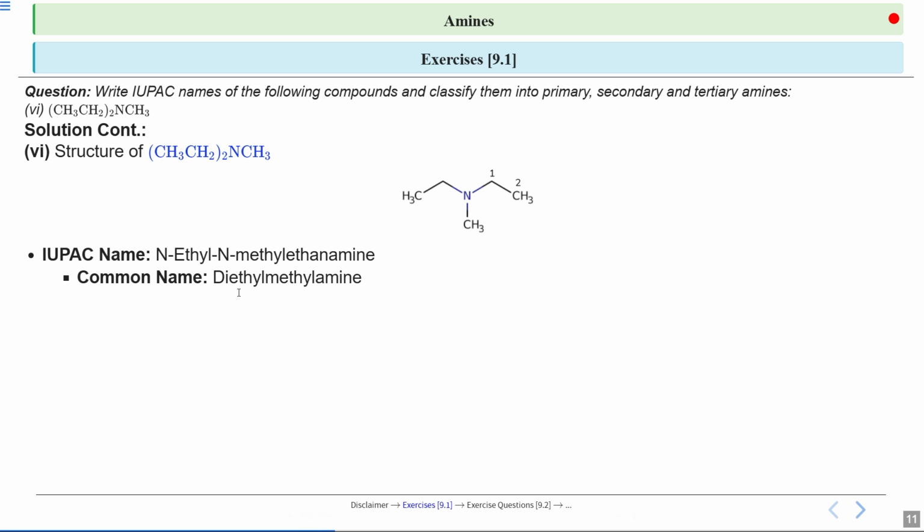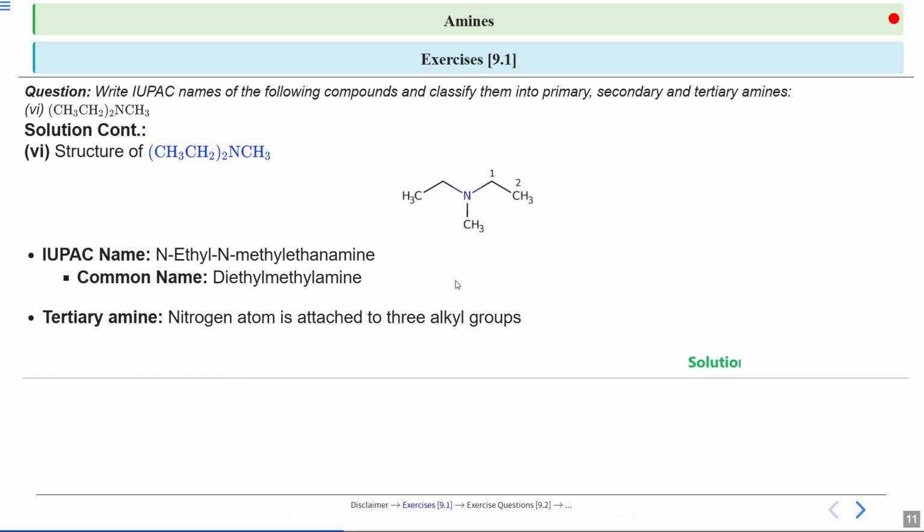And the common name will be ethylmethylamine. Now if you look, this is a tertiary amine because this N is connected to 3 alkyl groups. So this is a tertiary amine. Now let's move on to the next.